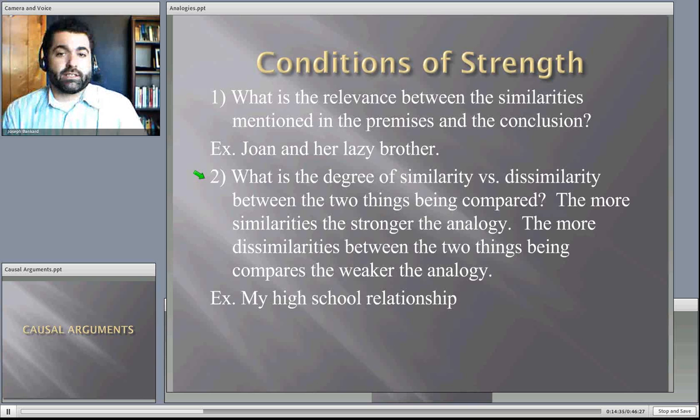The second criteria of strength. What is the degree of similarity versus dissimilarity between the two things being compared? The more similarities, the stronger the analogy. The more dissimilarity, the weaker the analogy.